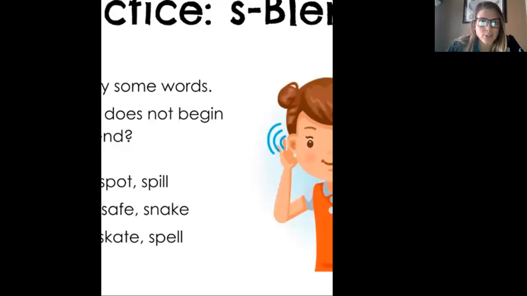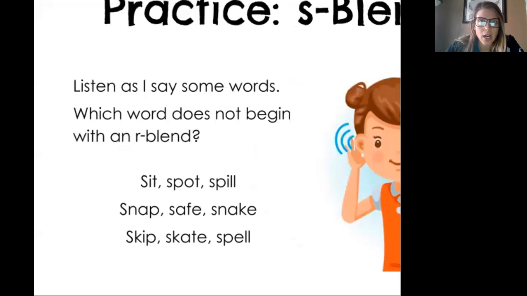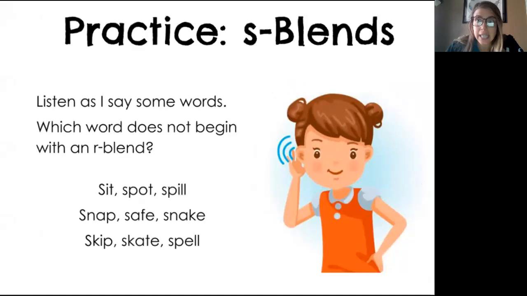Hi friends, we are going to work on S-blends today. So I'm going to make sure my screen is in the right place. We're going to practice some S-blends and we learned these last week.